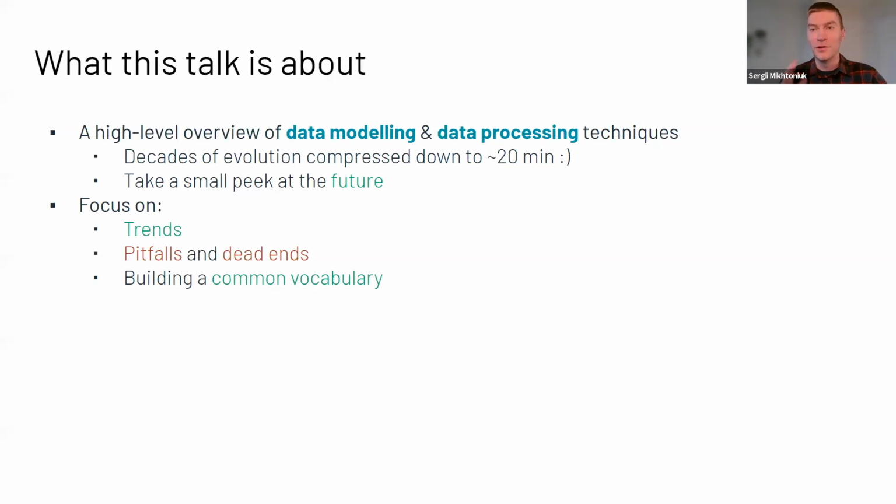So this is going to be a very high-level overview of data modeling and data processing techniques. I will basically try to compress down to 20 minutes several decades of evolution of techniques in that space, and also take a quick peek into the future. So the focus is going to be on really telling you about the key trends in very simple language, and also showing you the pitfalls and dead ends that some of those trends can end up in, and really build a common vocabulary between people with very different backgrounds in data.